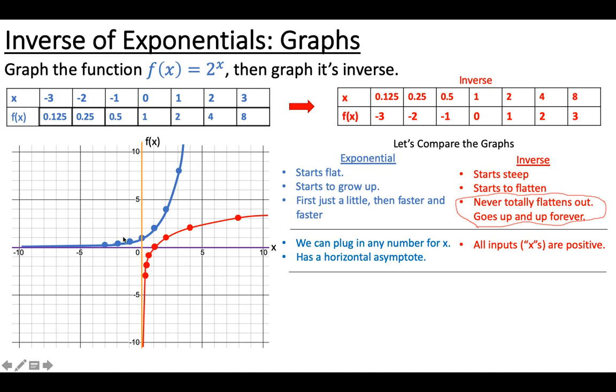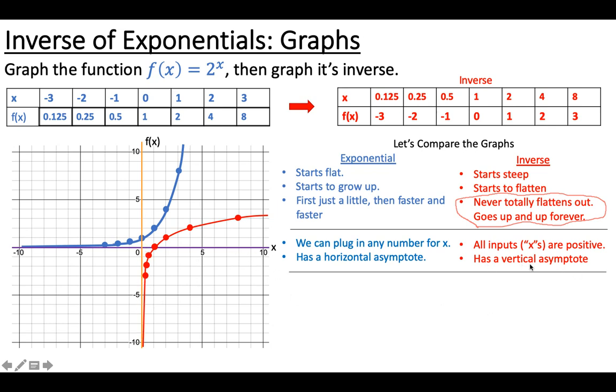Okay, the blue one has a horizontal asymptote. Remember, an asymptote is just a boundary line. That's this purple line. So it has this purple boundary line, the original one does. And the inverse also has a boundary line, but we did already mention that it's this orange one. And instead of going side to side, this one is going up and down.